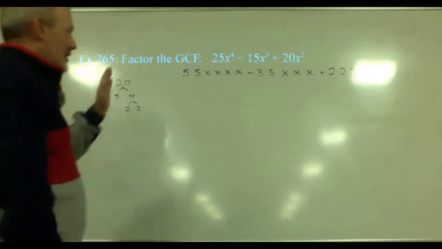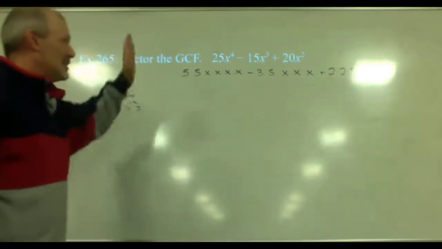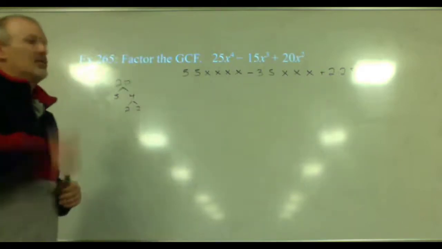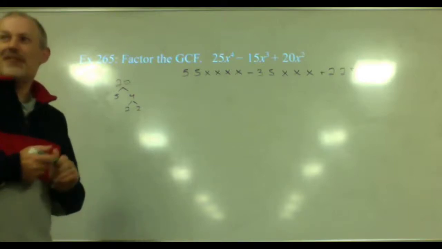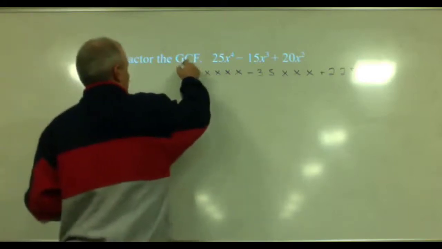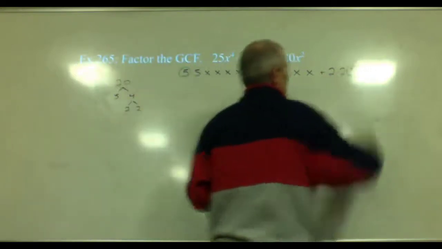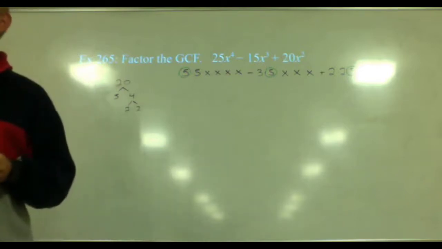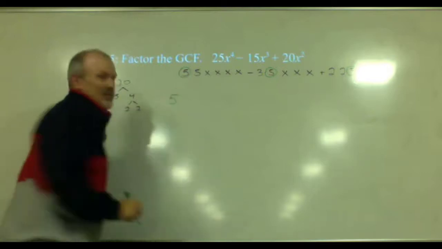So notice, when we look at the number parts, what do you see that's in all 3 of these? Oh, there's a 5 in each one. So this one has a 5 in it. It actually has 2. But this one has a 5 in it, and this one has a 5 in it. So 5 is the number that they all have in common. Does that make sense? That means we can factor out a 5.